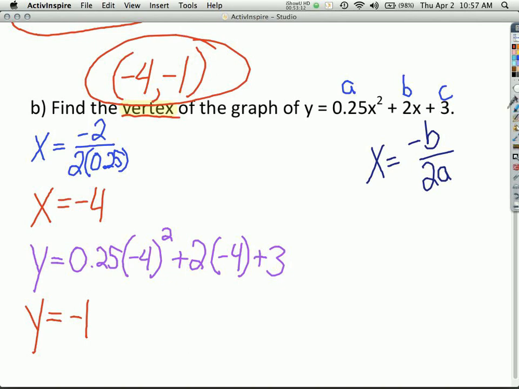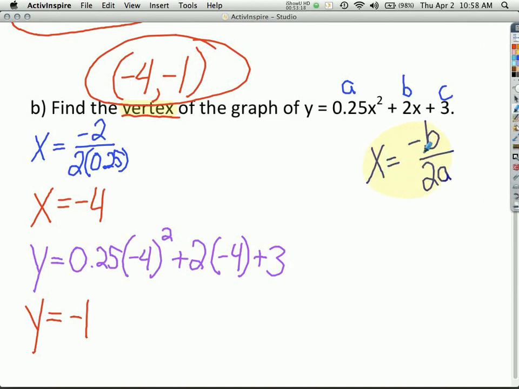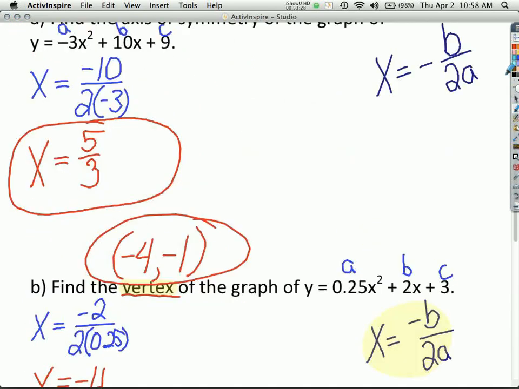All of this is based on this formula. Right here, x is the opposite of b over 2a. Any questions about what we did here? Any concerns of any kind? All right.